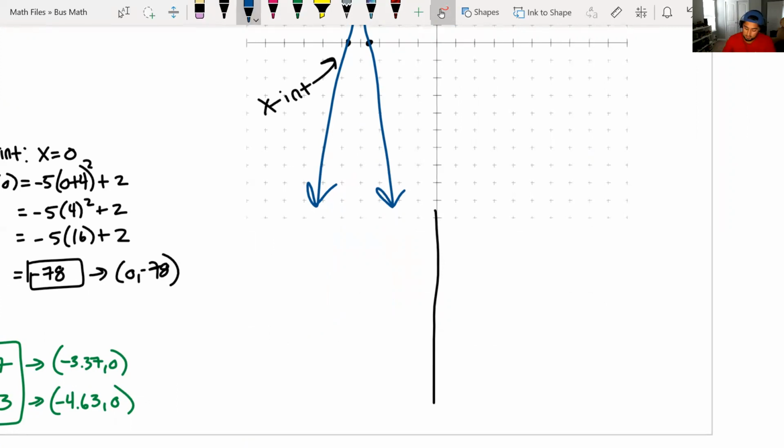Let's do that. We'll say this comes down and just intersects it there. And there's my y-intercept. Why not? Okay.